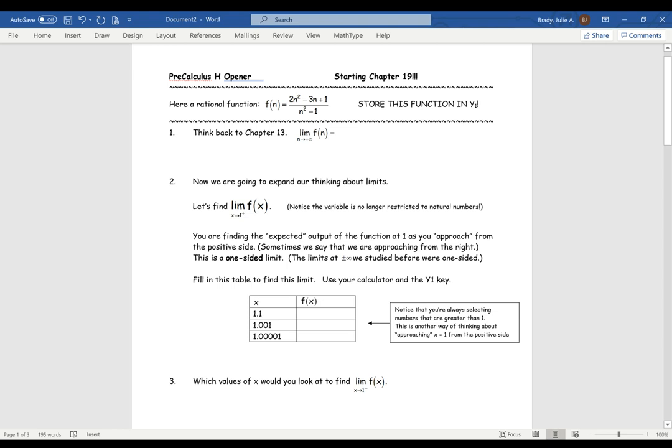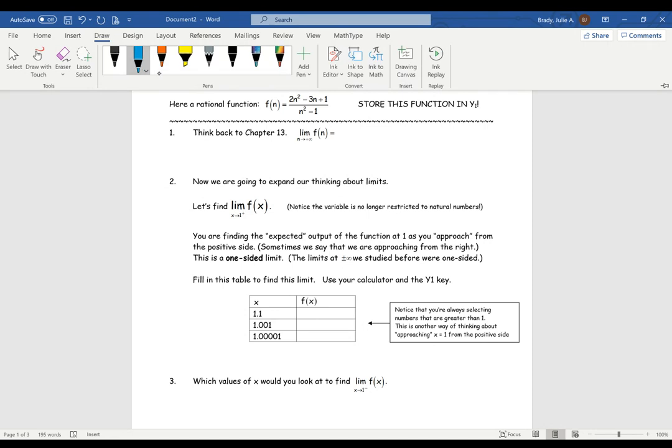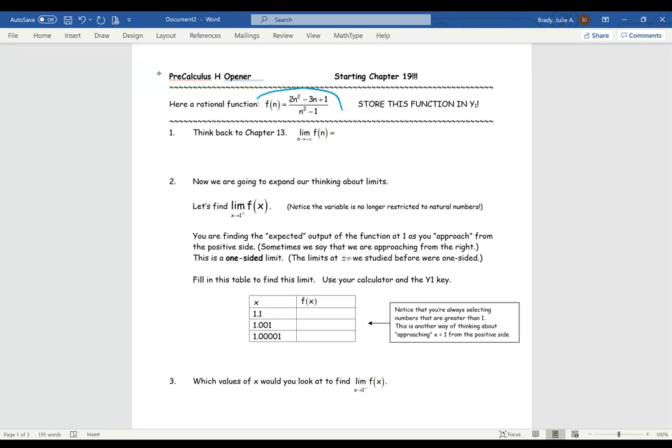All right, everybody. So we are going to start to learn something new. This is so exciting. So make sure, grab your calculators and take this function, except we're going to store it into y1. Okay, so let's do that first.